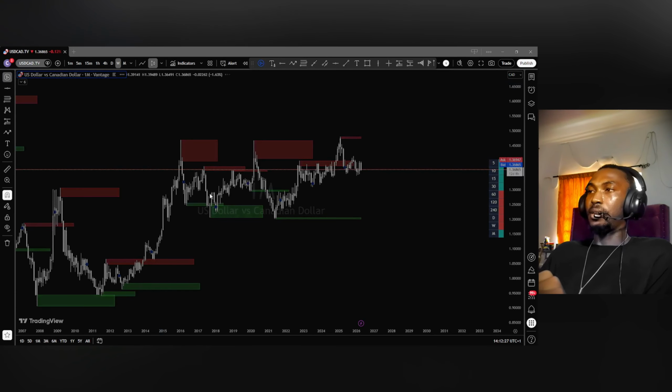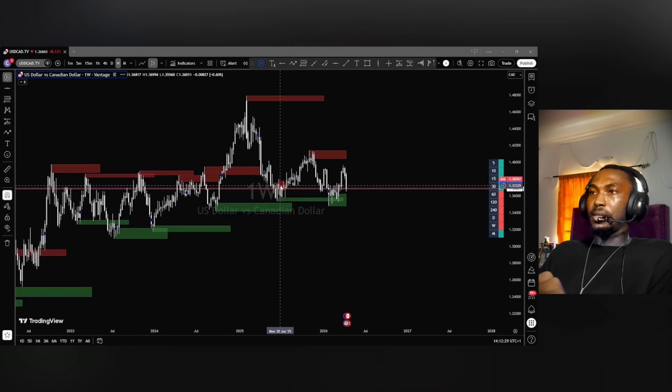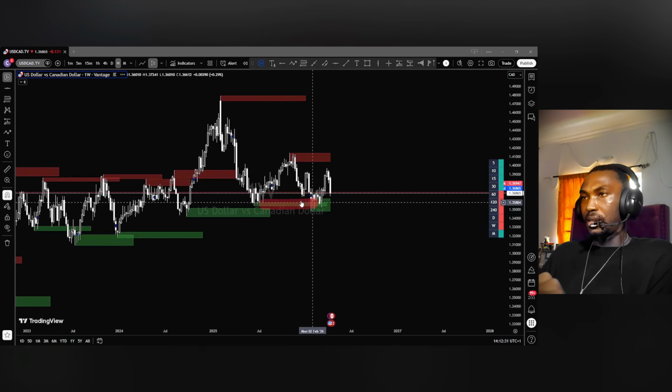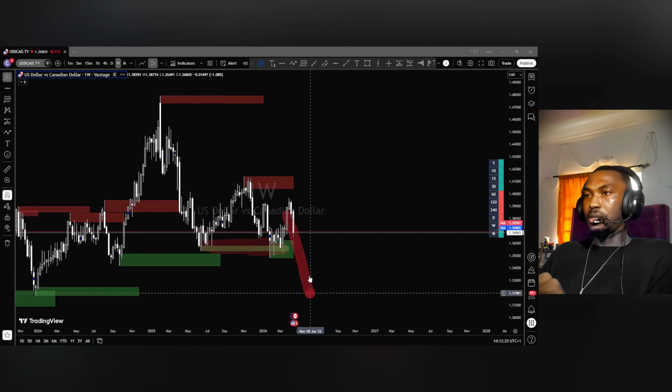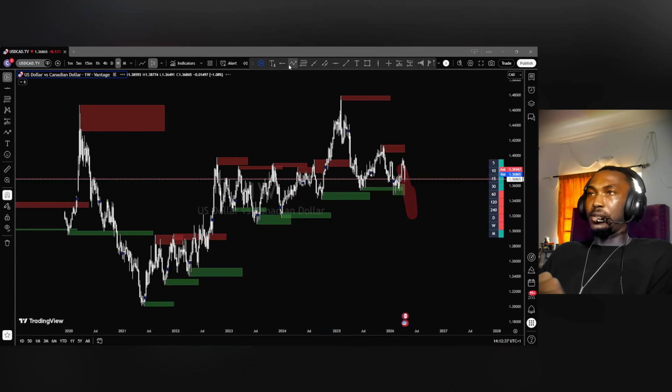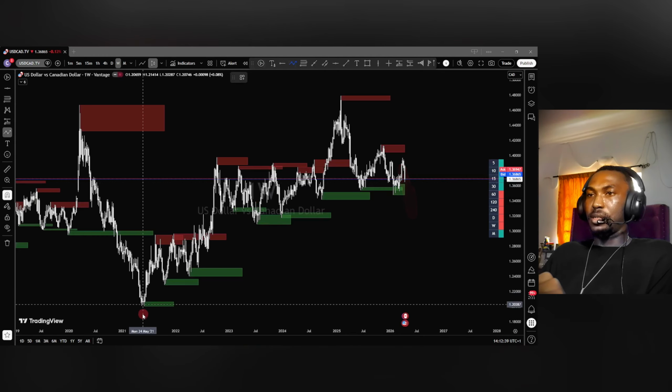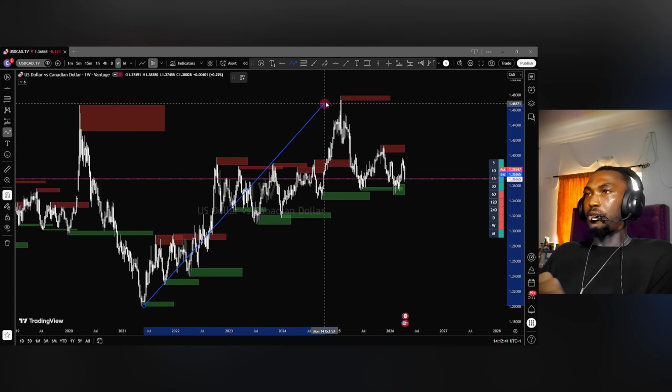Let's go down to the weekly. On the weekly, what am I seeing? Price just negated a demand zone. So what do I expect? I expect price to start coming down even further, just like I drew before, from this entire move to the upside. That is what I drew the first time, right?